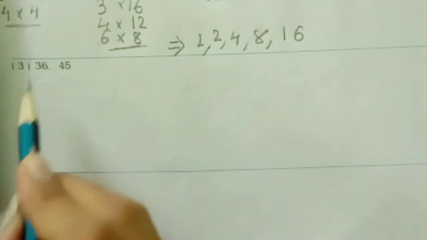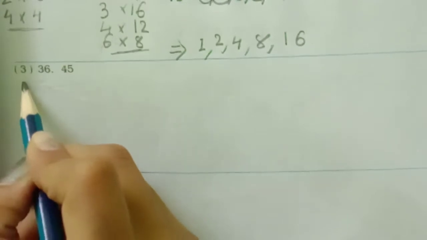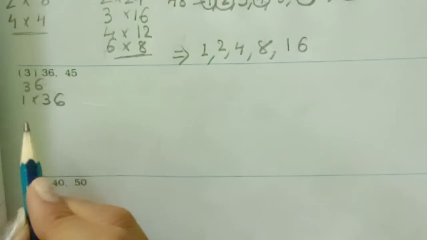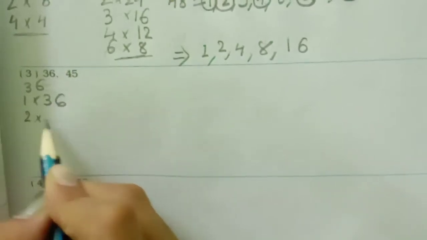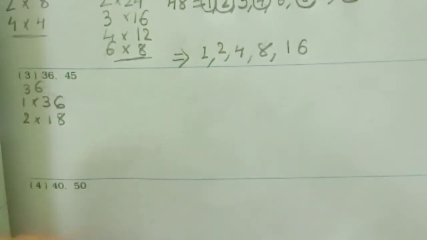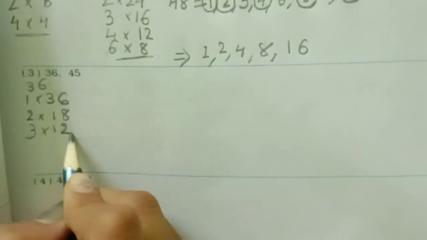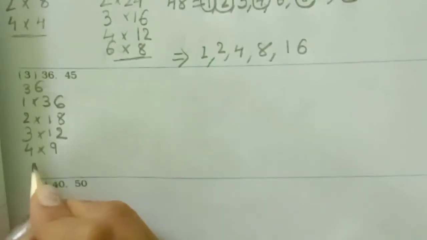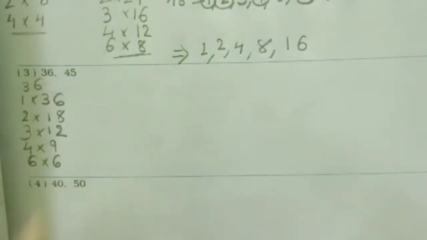Next, number 3: 36 and 45. So first we will write all the factors of 36. So 1 36s are 36. Then it is an even number, so it can be divided by 2. 2 18s are 36. Then 3, 6 plus 3, 9. Yes, so 3 is also possible. So 3 12s are 36. Then 4, yes, 4 9s are 36 and 6 6s are 36. So these are all the factors of 36.